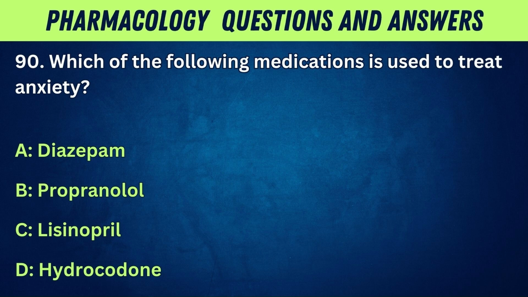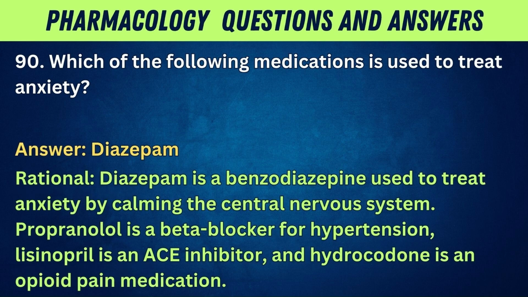90. Which of the following medications is used to treat anxiety? A. Diazepam. B. Propranolol. C. Lisinopril. D. Hydrocodone. Answer: diazepam. Rationale: diazepam is a benzodiazepine used to treat anxiety by calming the central nervous system. Propranolol is a beta blocker for hypertension, lisinopril is an ACE inhibitor, and hydrocodone is an opioid pain medication.